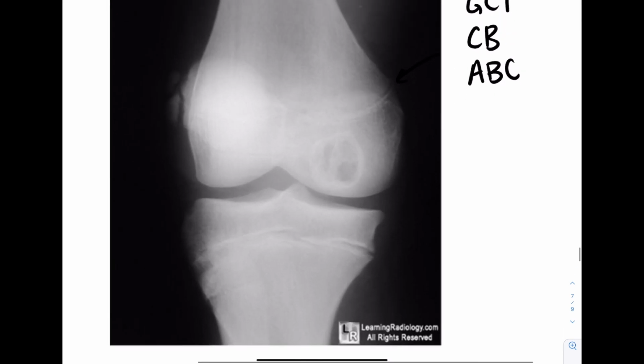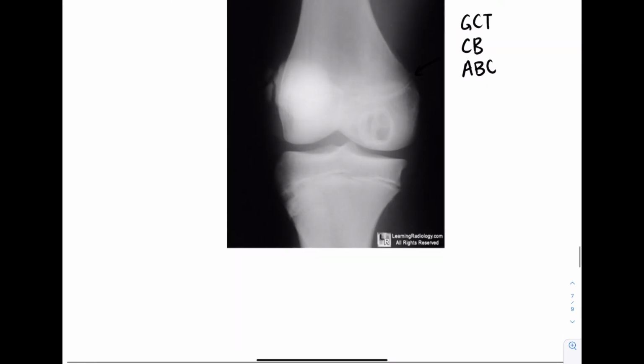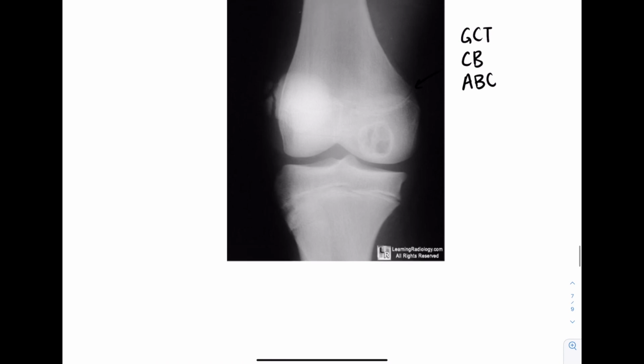Okay. Well, it kind of looks like it has caverns. Oh, I forgot. We could also have a fibrous dysplasia, but not likely. So, I'm just going to take that away. We have like caverns. Okay, so I'm seeing all those different little caverns. So my brain, right, is I'm going to put ABC first. Now with this individual, because it's in the epiphysis, I'm going to put CB next, and then I'm going to put GCT.